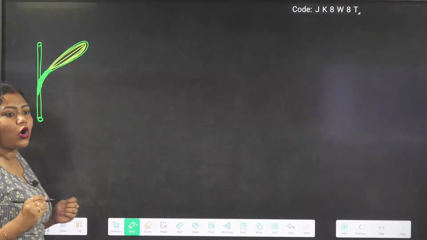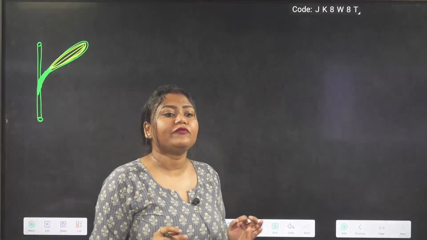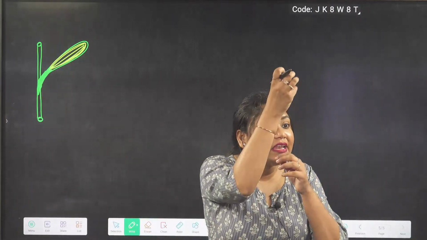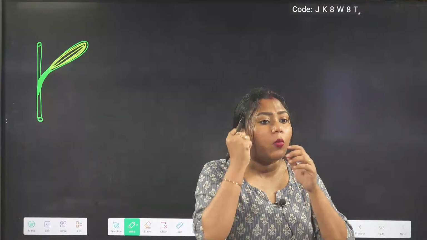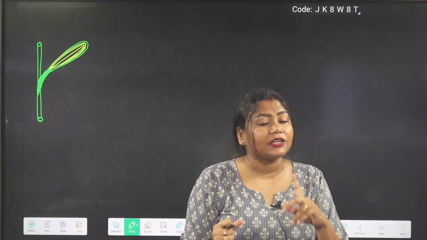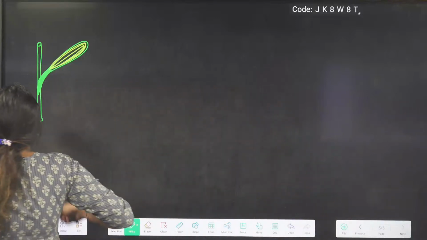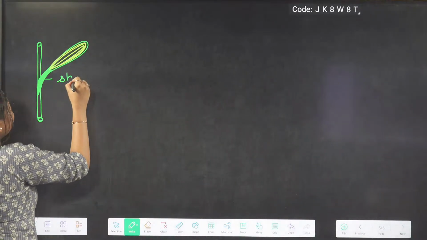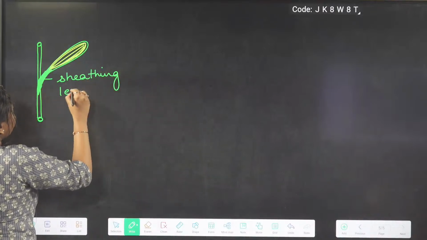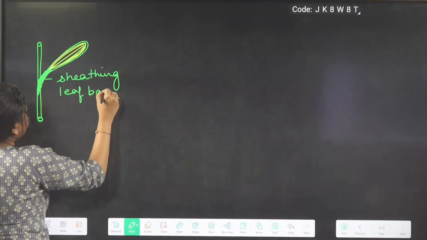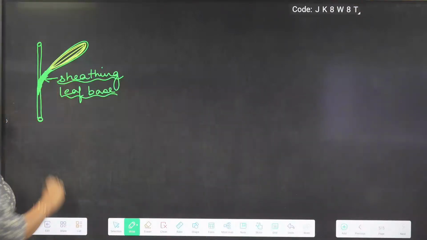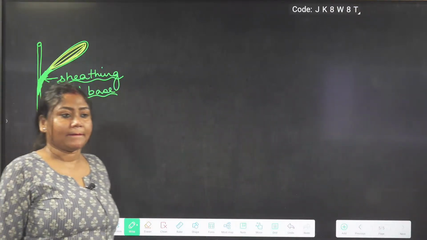This is a monocot leaf. In monocot leaf, what is happening? The leaf base is extended. Why is it extended? To cover the stem partially or wholly. So this is your sheathing leaf base.